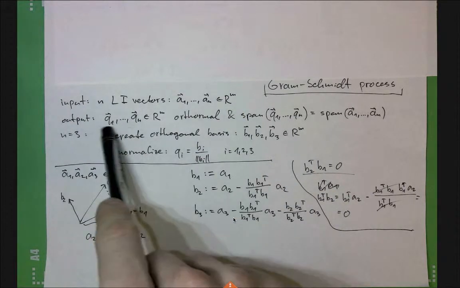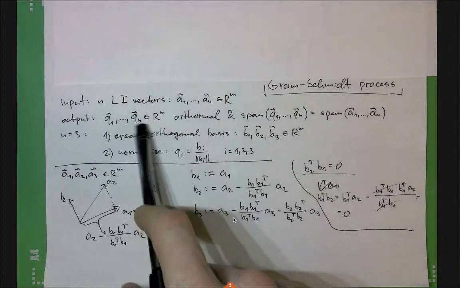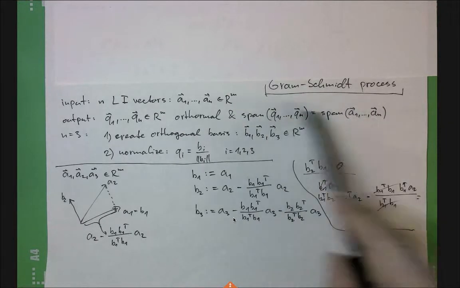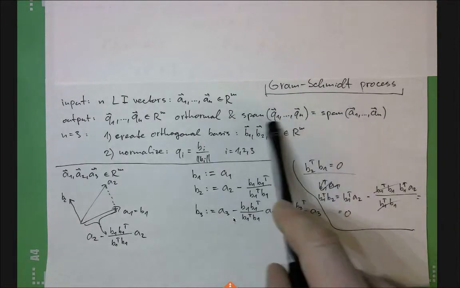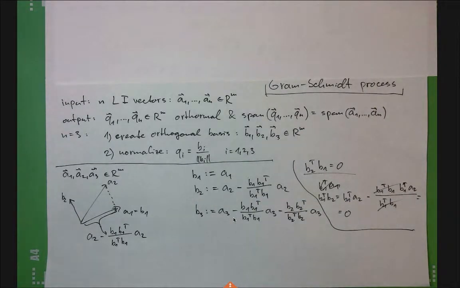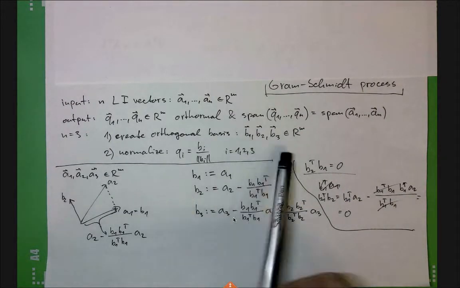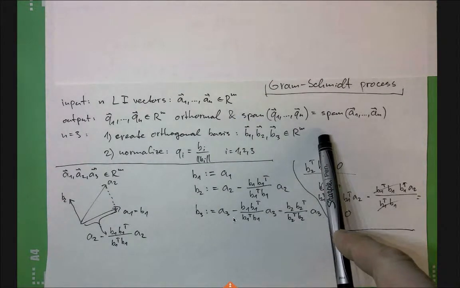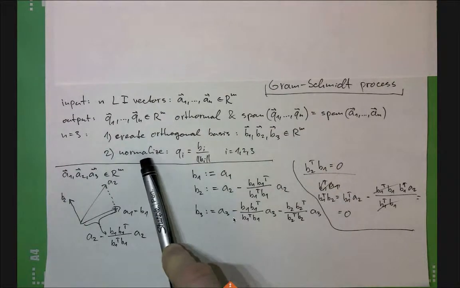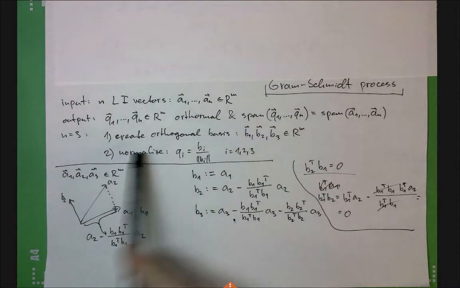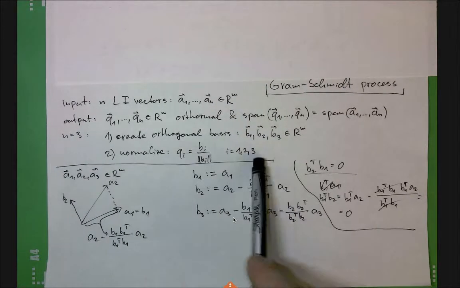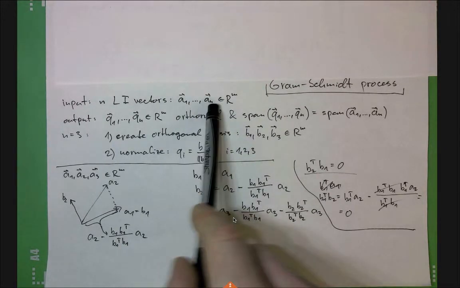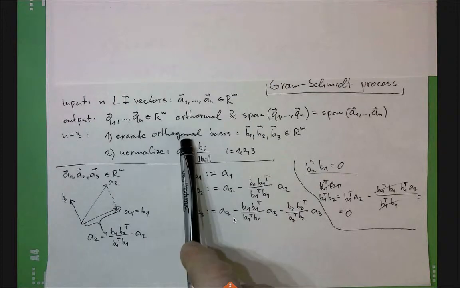And the output will be n orthonormal vectors, which have the cool property that they span the same space as the input vectors. So the span of A1 to AN is the same as the span of Q1 to QN. How Gram-Schmidt works is what we were discussing on Monday. It first creates an orthogonal basis, and then from orthogonal it's simple to create an orthonormal basis. The second step is just normalizing all of these vectors, so the second step is trivial. What it's all about is the first step: how to turn these n linearly independent vectors into orthogonal vectors.